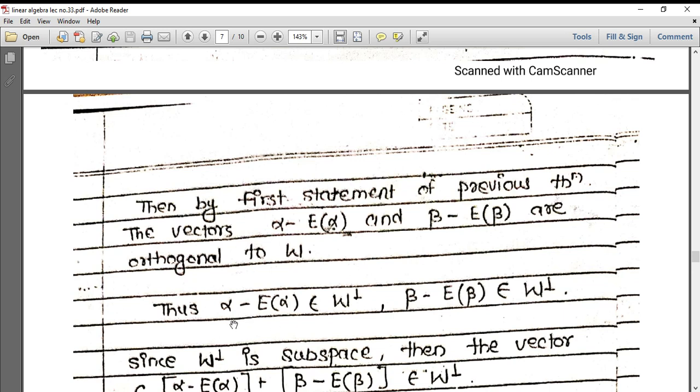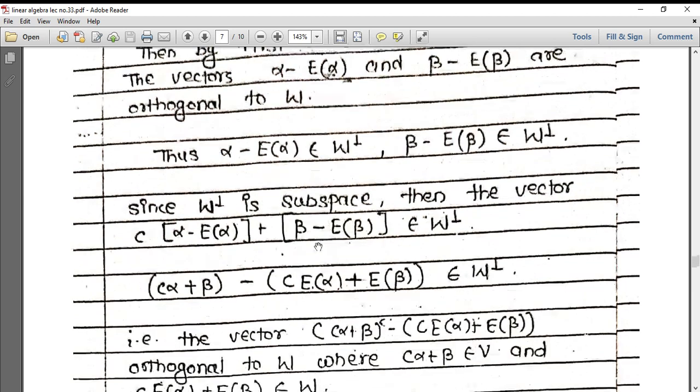Thus, alpha minus E of alpha belongs to W perp and beta minus E of beta belongs to W perp. Why? Because they both are orthogonal to W by the previous theorem. Hence, W perp is a subspace. Since W perp is a subspace, the vector C into alpha minus E of alpha plus beta minus E of beta belongs to W perp. Hence, C alpha plus beta minus C into E of alpha plus E of beta belongs to W perp.